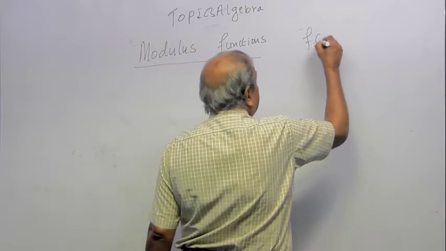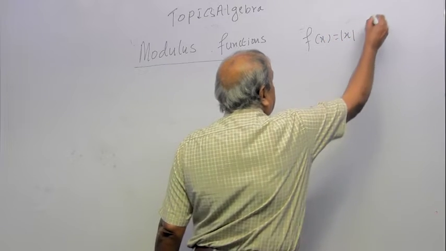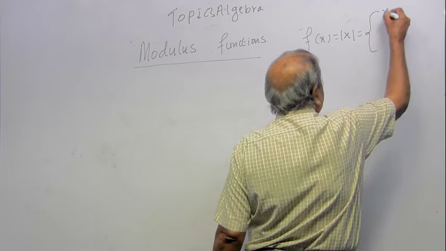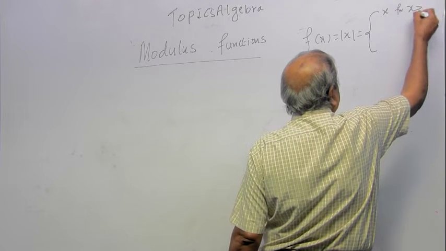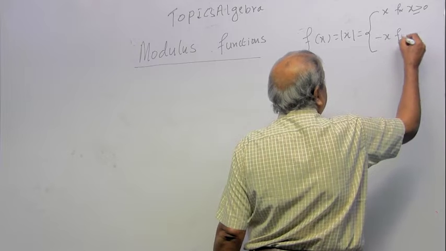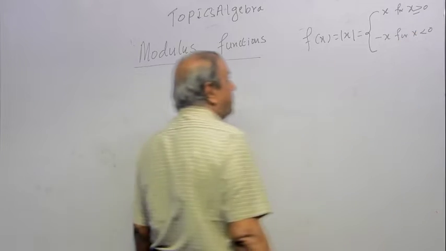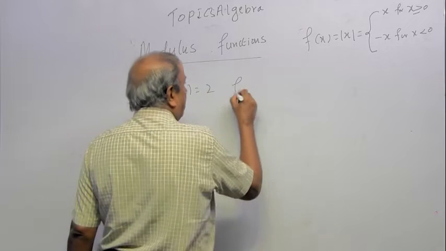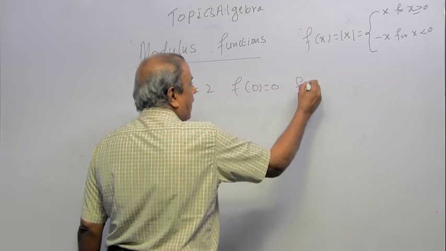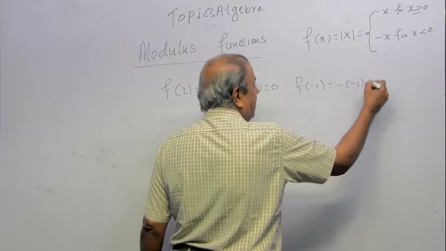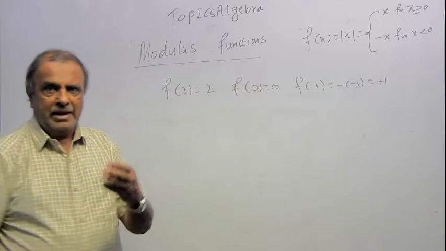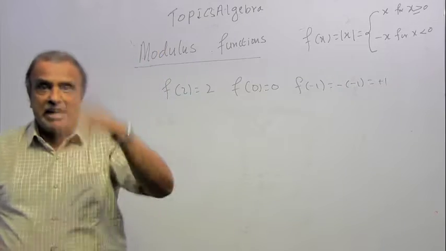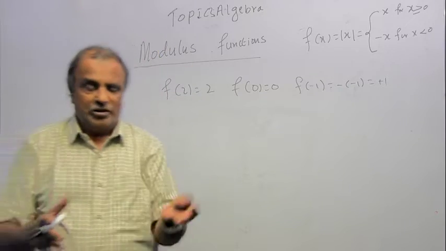f of x equal to mod x is defined like this. Mod x equals x for x greater than or equal to 0, and minus x for x less than 0. Meaning f of 2 is 2. f of 0 is 0. f of minus 1 is minus 1, which is plus 1. Modulus means the absolute value of f of x. x can be negative, but modulus of x is positive.